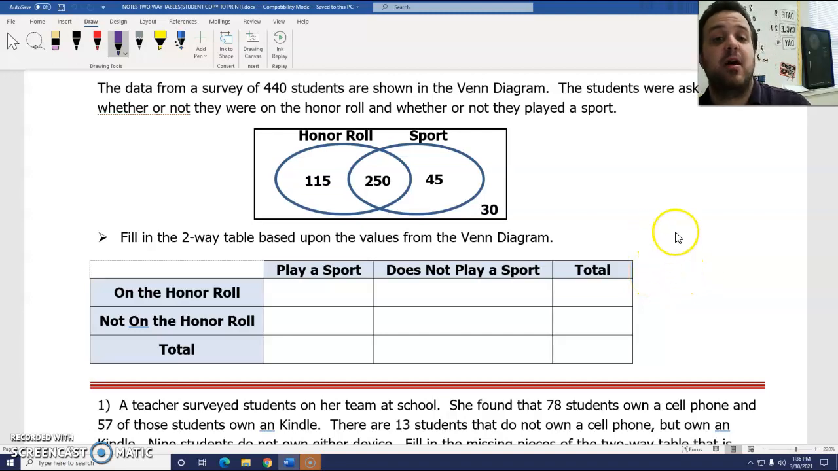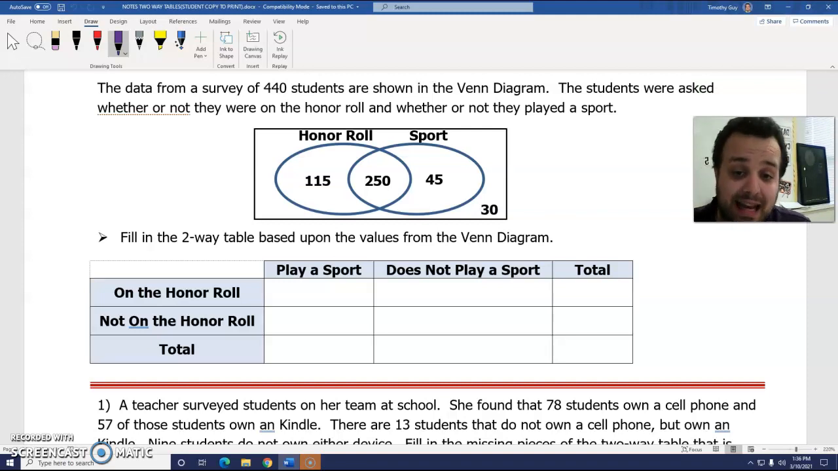Today we're going to be talking about what's called two-way tables. Basically, it's a way for us to look at information either from a Venn diagram or that's given to us and organize it and then be able to maybe get some questions answered by looking at how we organize that information. So let's take a look at our first example here and kind of get an idea of what a two-way table is and what it tells us.